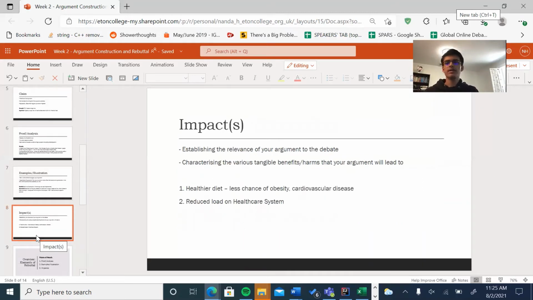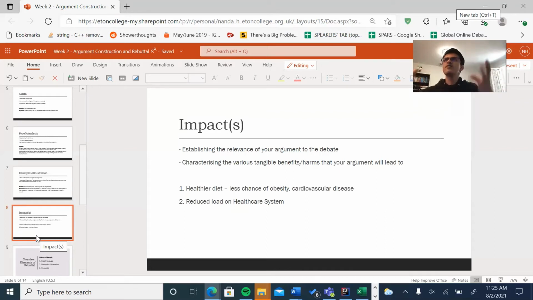The final thing is impacting. Even if you prove your argument, if you've proven that people eat less unhealthy food, you should still go the step further to demonstrate why that's so important. And you do that by saying things such as this leads to a healthier diet, which reduces the chances of obesity or heart attacks, or it reduces the load on the healthcare system when far fewer people get sick. You want to characterize the various tangible harms and benefits that your argument will lead to beyond just people eating less unhealthy food, because ultimately the judge is going to be comparing various arguments and impacts that occur throughout the debate.